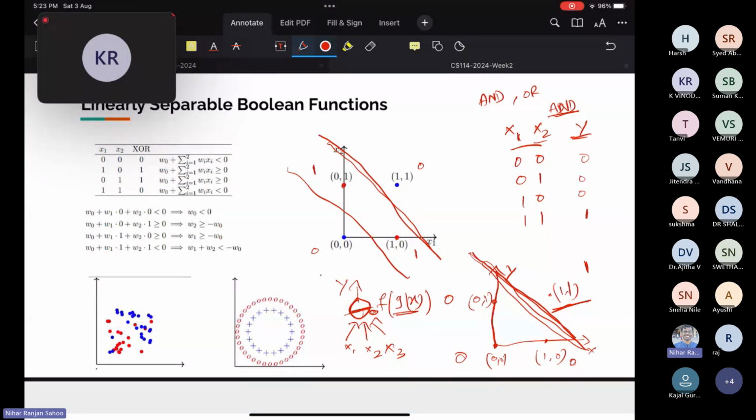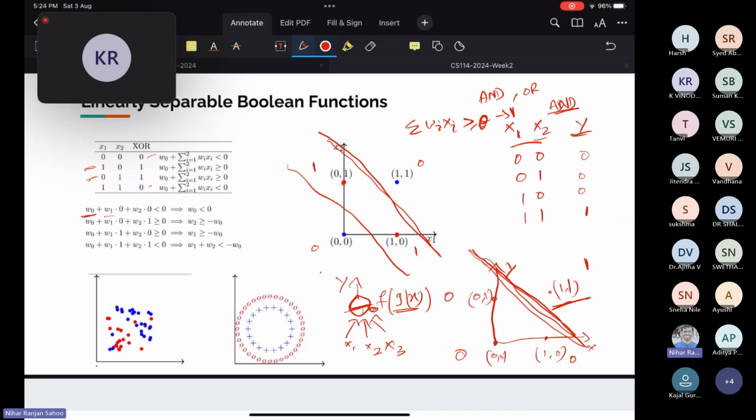And how we represent this in a perceptron is the summation of wi xi greater than or equal to some theta. If this holds, we say the output is one, right? So if we try to put that formulation and model the XOR function, we know that for these two inputs the output will be one, and for the other two inputs the output will be zero. W0 is the bias term, so W0 plus W1 into 0 plus W2 into 0. Because the output is 0, it should be less than 0, right? So the theta here is 0.